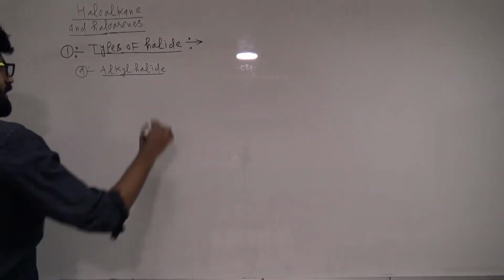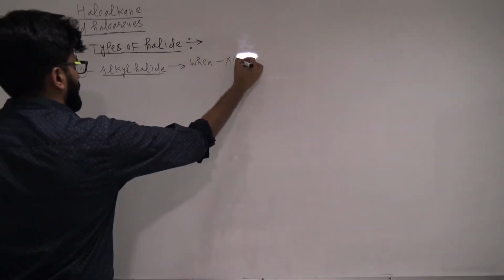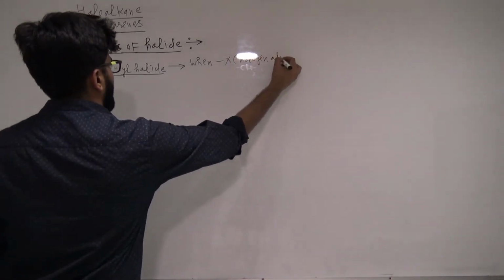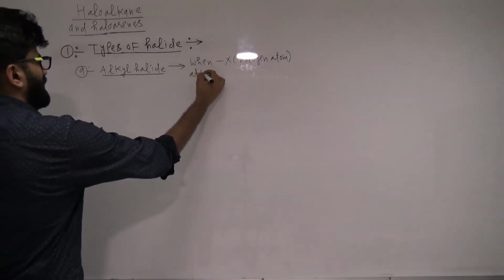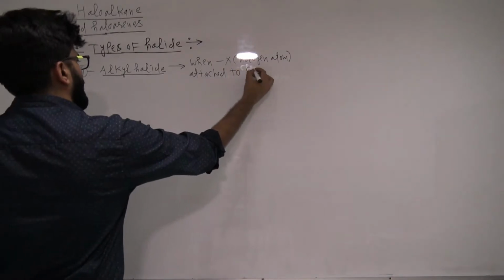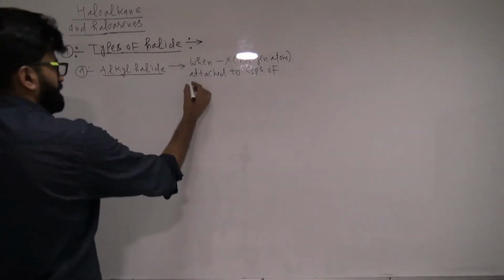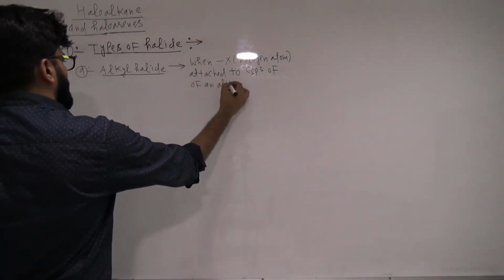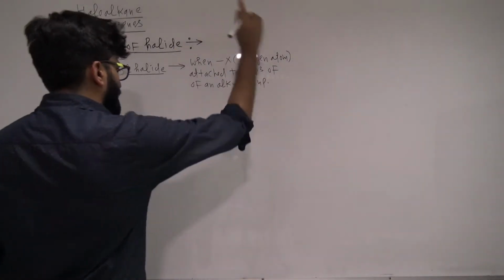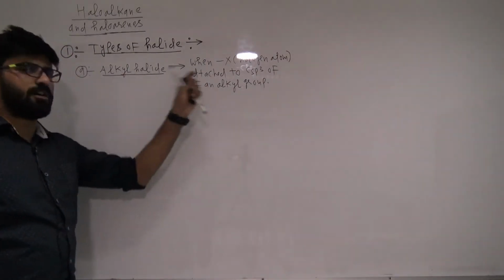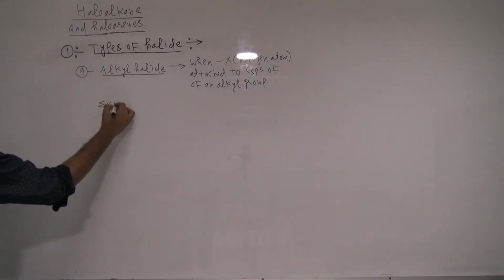So alkyl halide, I will define like this: when halogen, X means halogen atom, halogen meaning fluorine, chlorine, bromine, iodine, is attached to the sp3 carbon of an alkyl group, this kind of halide is called alkyl halide, right? More we can understand with the help of examples.